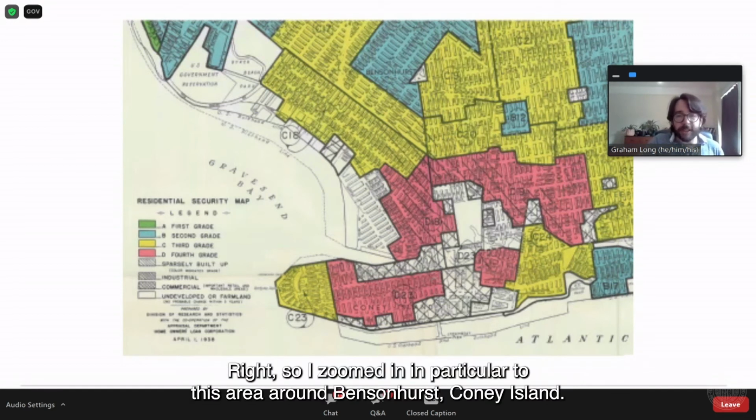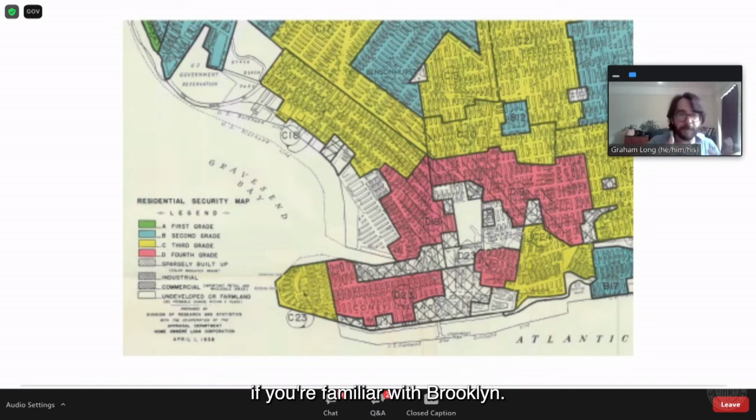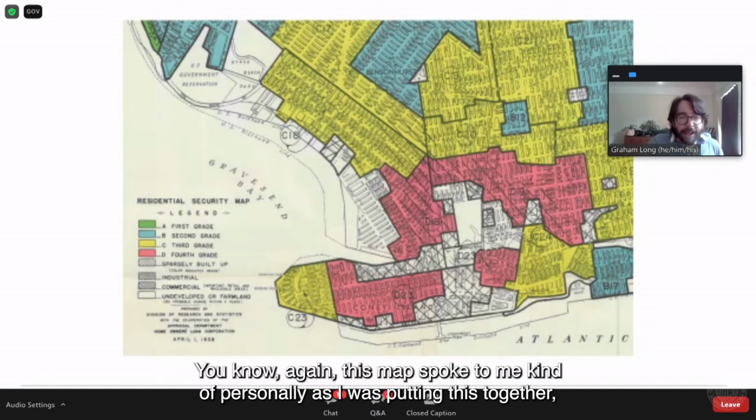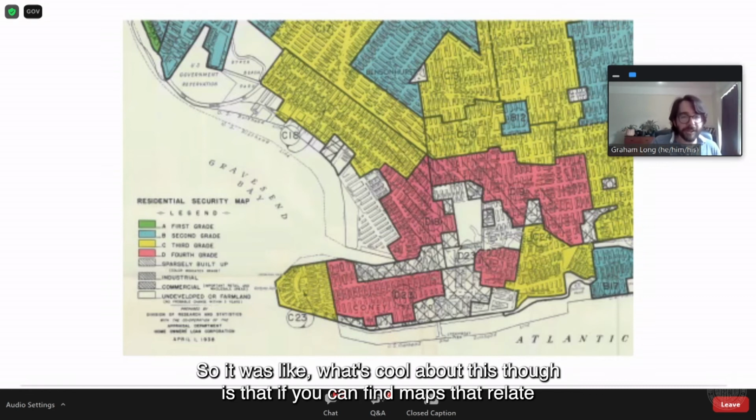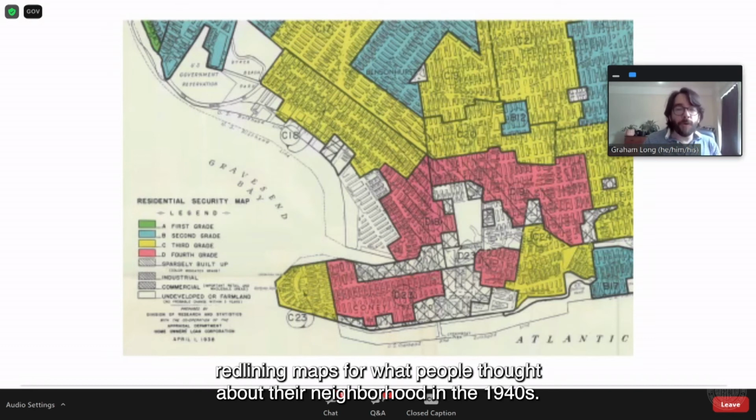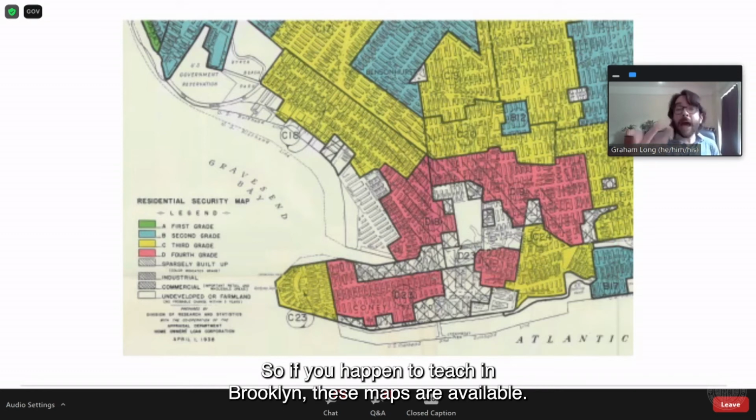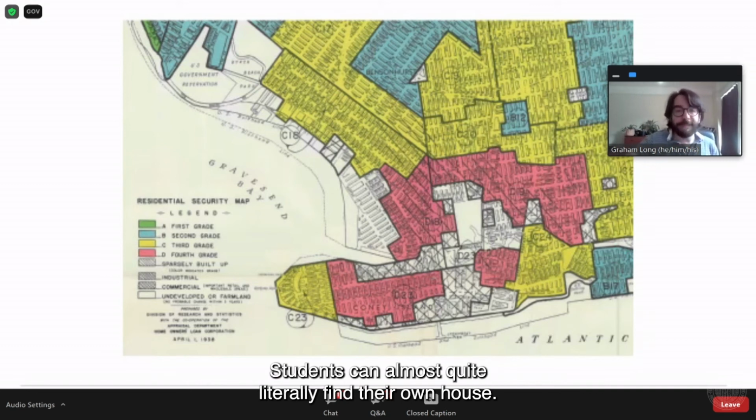So I zoomed in particular to this area around Bensonhurst, Coney Island. And then if you look up in the upper left, that's the corner of Fort Hamilton Bay Ridge, if you're familiar with Brooklyn. Again, this map spoke to me personally as I was putting it together, because I live in that little section right there in Fort Hamilton, right? What's cool about this though, is that students can literally find redlining maps for what people thought about their neighborhood in the 1940s. So if you happen to teach in Brooklyn, these maps are available. Students can almost quite literally find their own house.